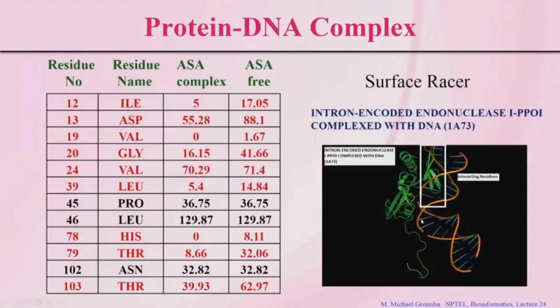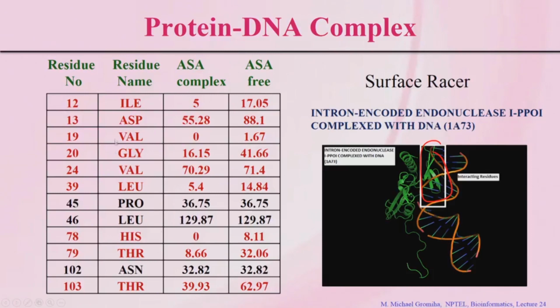Now, I show an example. Here this is the protein-DNA chain. This is the place where we can see the interacting residues. For example, we see this protein. This is the ASA of this complex. Isoleucine 12 has 5 angstrom square and Asp is 55 and so on. Now, this is the free form, the unbound form. So, in the case of proline 45, is there any difference? No difference. Leucine 46, no difference.